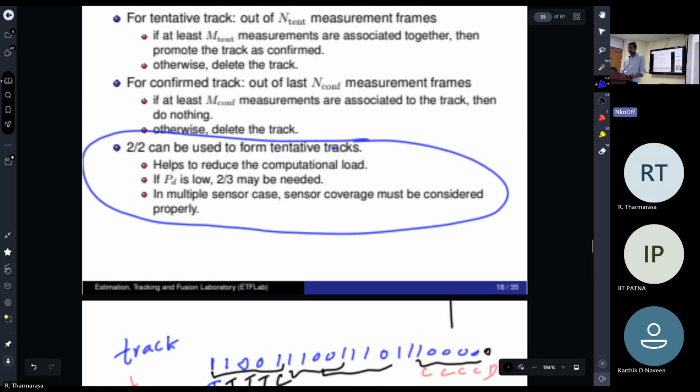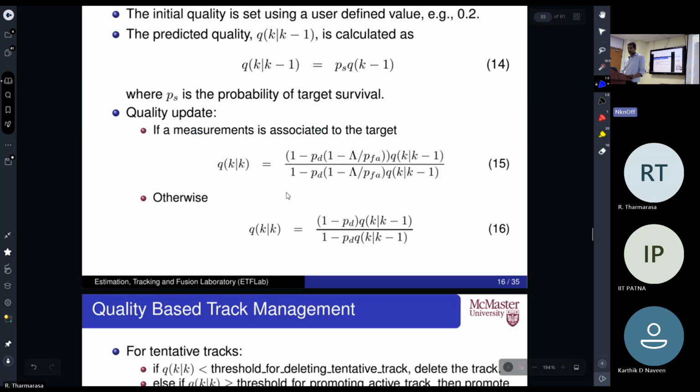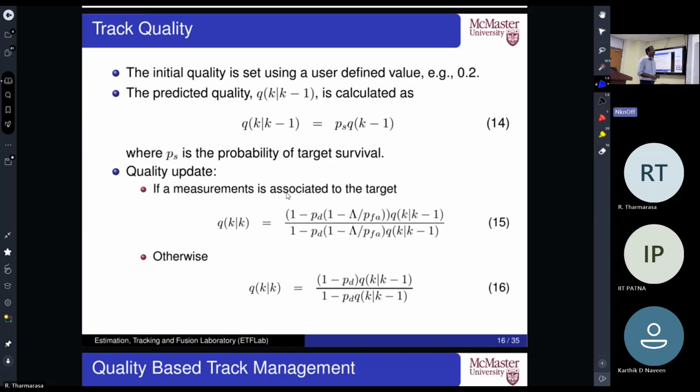Then let's talk about the quality base. I will finish by 1 o'clock anyway. I have a lot of slides, but at least we'll stop with the track management for now. Okay, next is the quality base. Quality base is also not that hard. The idea is this.